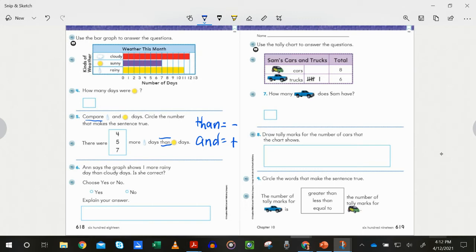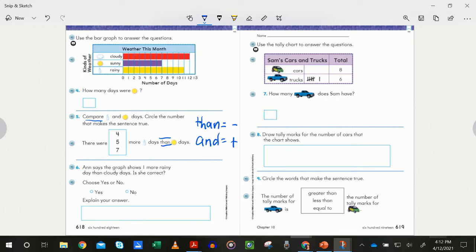Number 9, circle the words that make the sentence true. The number of tally marks for trucks is blank the number of tally marks for cars. Is trucks greater than cars? Is trucks less than cars? Or is trucks equal to cars? Circle your answer.